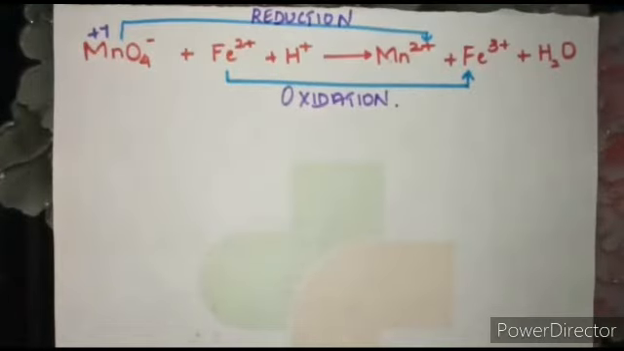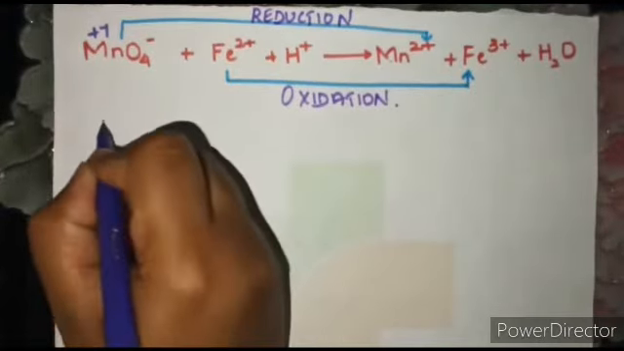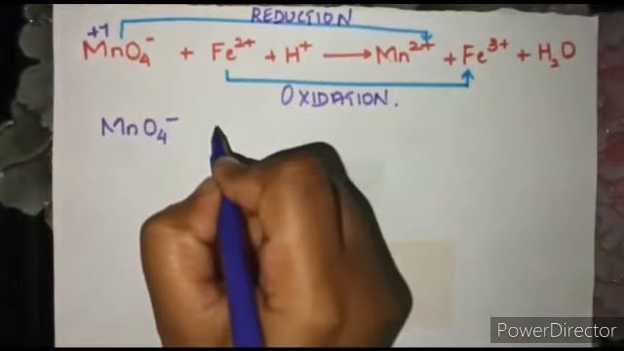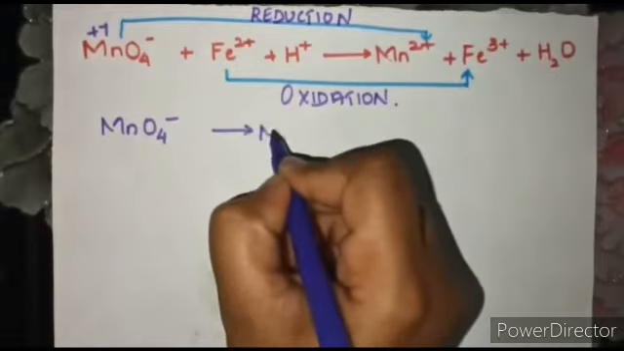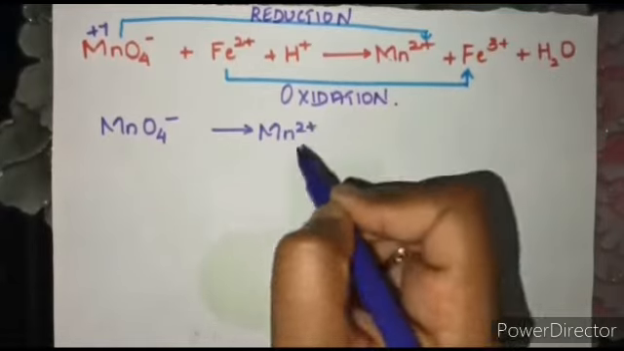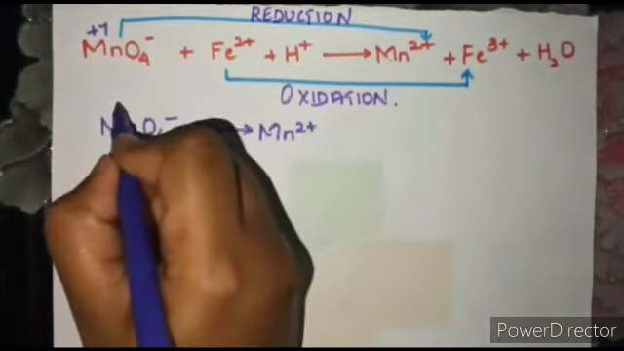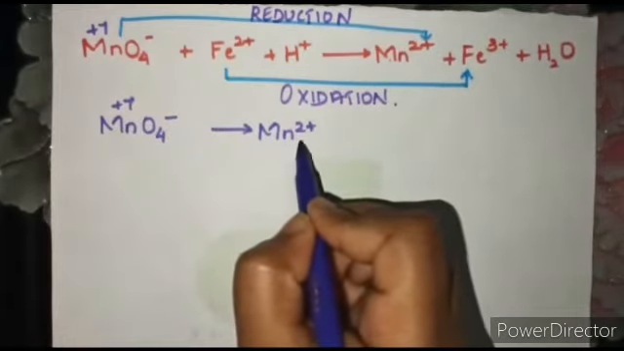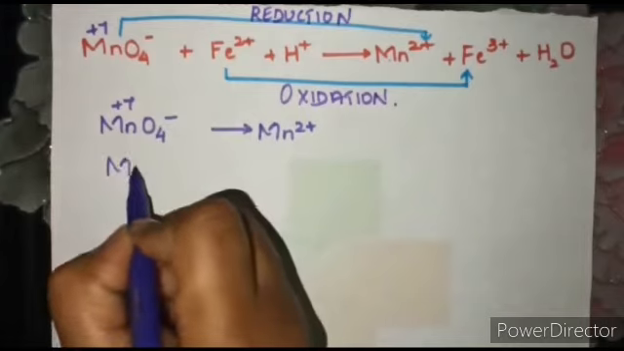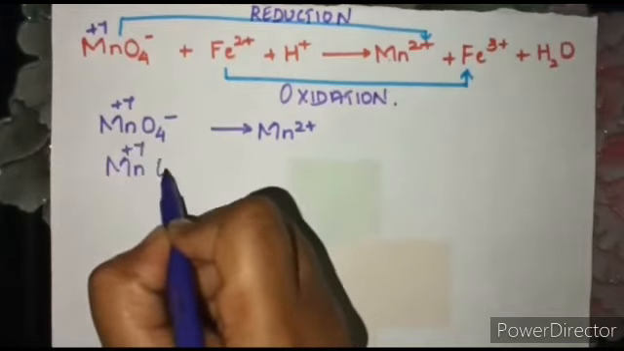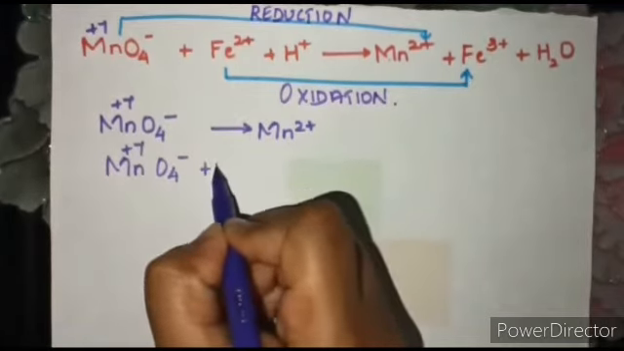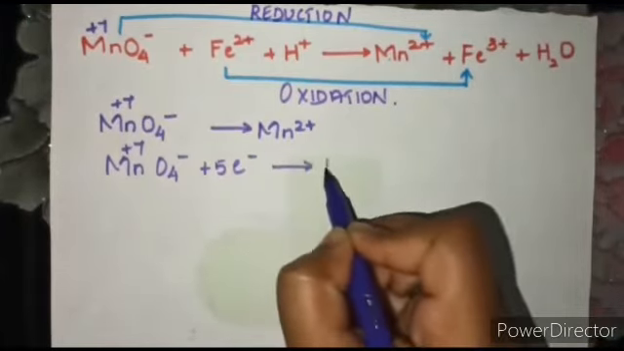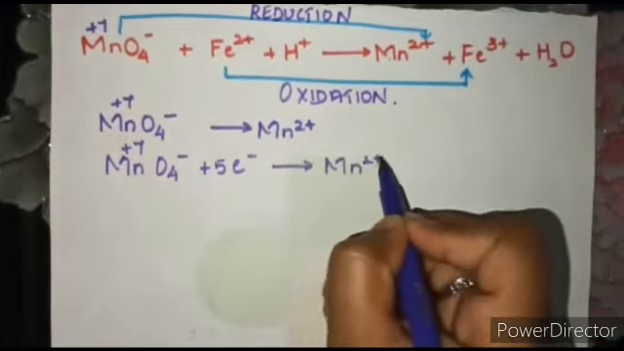Now we will be splitting the reaction. MnO4- will be leading to Mn2+. Okay, this will be +7. Now how did it turn to be Mn2+? With the gain of 5 electrons. Henceforth you will write plus 5 electrons leading to Mn2+.